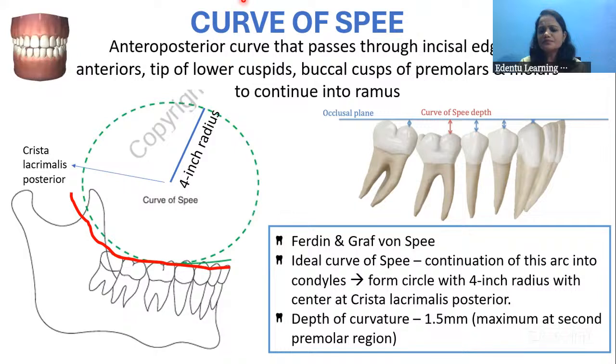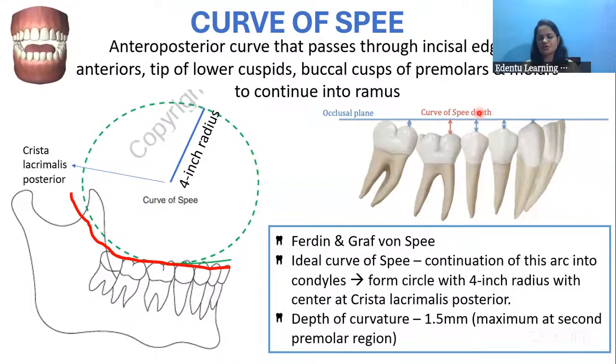Now another important point about this curve of Spee is the occlusal plane. The curve of Spee will be a little bit curved like this, and this is the occlusal plane. If you draw an occlusal plane like this, then the curve of Spee is like this. The distance between this occlusal plane and the curve of Spee is called the depth of curvature. This depth of curvature will be maximum at the second premolar region, around 1.5 millimeter.